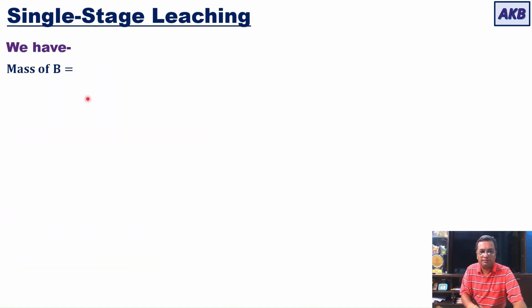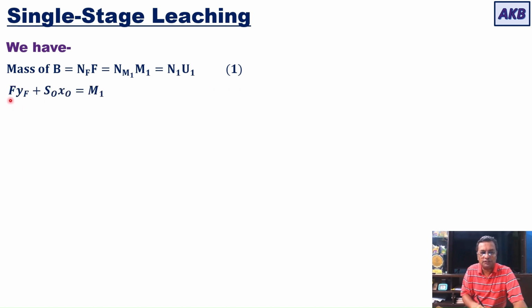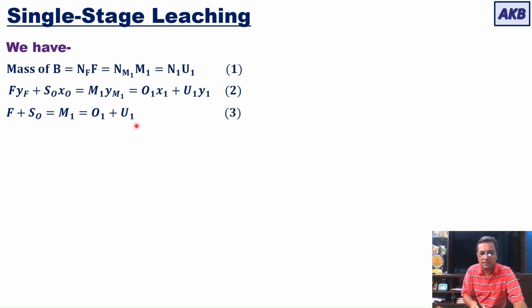So we have got equation 1, which is mass of B is equal to NF into F, that is equal to NM1 into M1, that is equal to N1 into U1, which we got earlier. Then equation 2 was F into YF plus S naught into X naught, that is equal to M1 into Ym1, that is equal to O1 into X1 plus U1 into Y1. And we got equation 3, which is F plus S naught, that is equal to M1, that is equal to O1 plus U1.